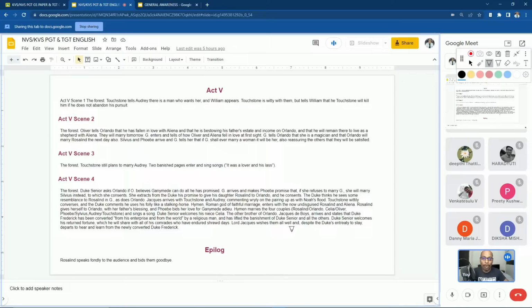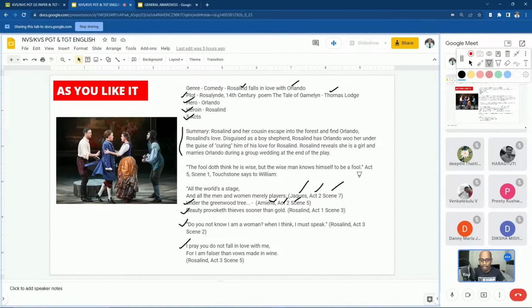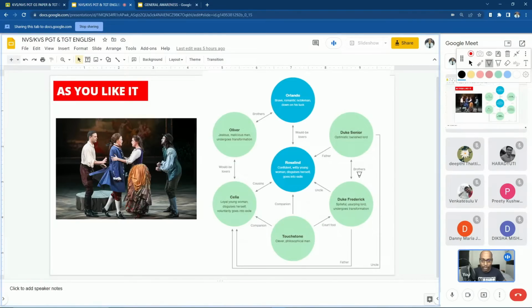Lord Jaques wishes them all well, and despite the Duke's entreaty to stay, departs to hear and learn from the newly converted Duke Frederick. So Duke Frederick becomes like a saint at the end of the story, and this entire play, As You Like It, ends with an epilogue by Rosalind, who speaks fondly to the audience and bids them goodbye. So this is the story with multiple plots, with a lot of twists and turns, written by Shakespeare, and the name of the comedy is As You Like It. This is from my side. If you have any questions before we start the question practice, you can ask me one by one.